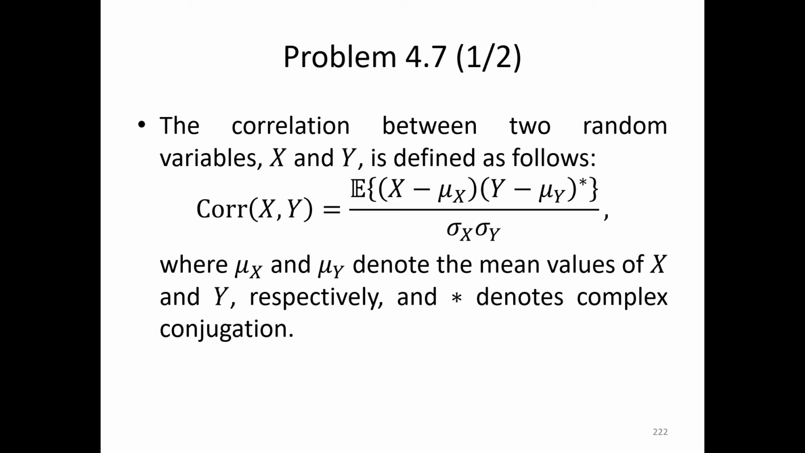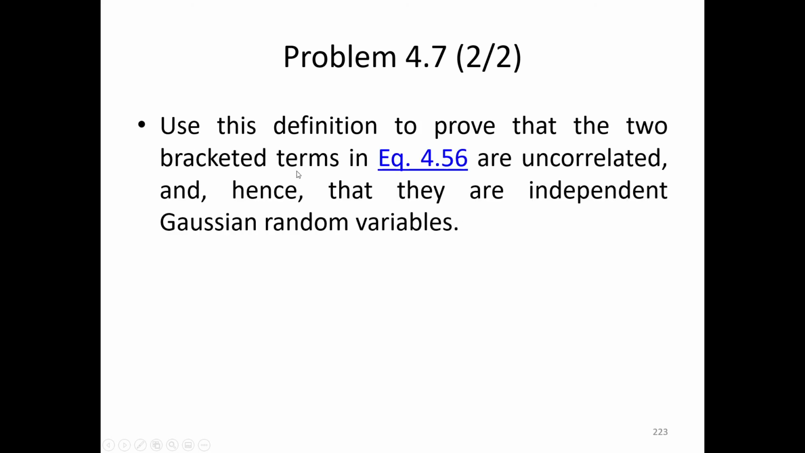And sigma x and sigma y are standard deviation of x and y respectively. 那么这个 sigma x 跟 sigma y 呢，分别代表 x 跟 y 的标准差。Use this definition to prove that the two bracketed terms in equation 4.56 are uncorrelated, and hence that they are independent Gaussian random variables. 那么使用这个定义呢，来证明 4.56 式的方括号里面的两个项呢是不相关的，以及呢，因此它们是独立的高斯随机变数。Okay, let us look at equation 4.56.